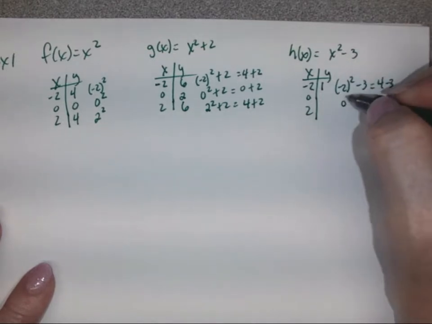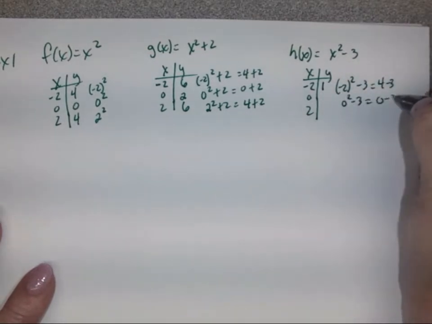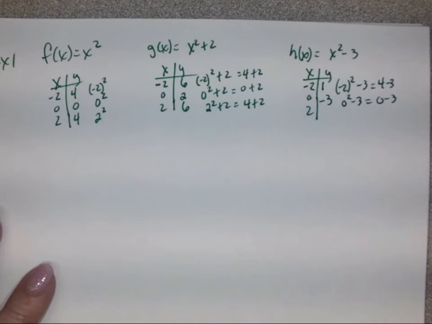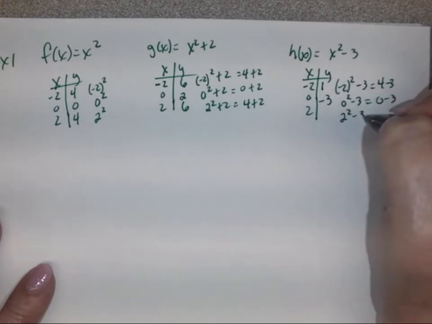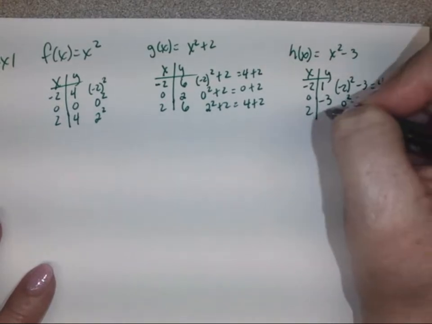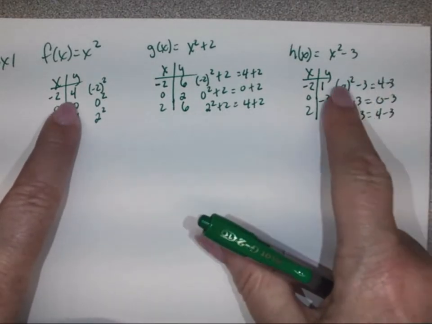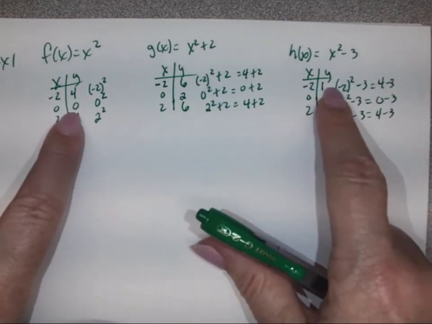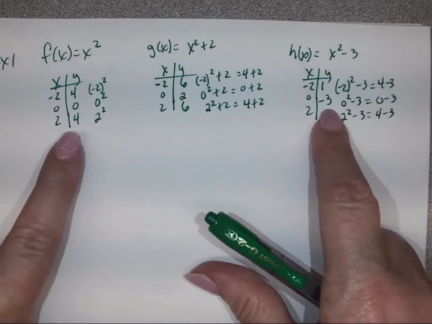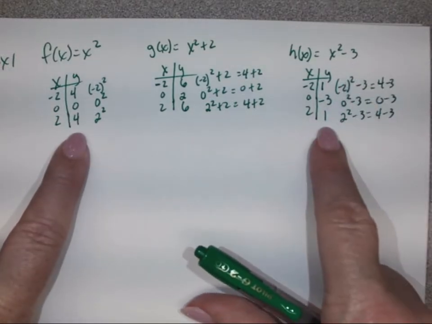And then 0 squared minus 3 will get us 0 minus 3, which is negative 3. And 2 squared minus 3 will get us 4 minus 3, which is 1. So if we go back to our original graph, 4 minus 3 is 1, 0 minus 3 is negative 3, and 4 minus 3 is 1.